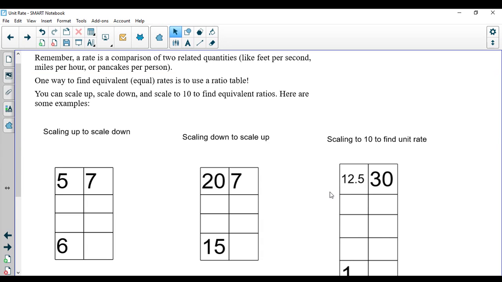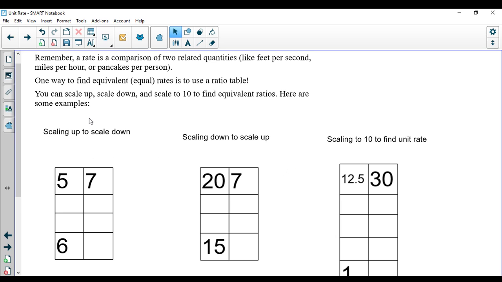Hey guys, so we've been working all week on how to find the unit rate using ratio tables. And I want to go over some other ways that we can use a ratio table to find equivalent ratios.